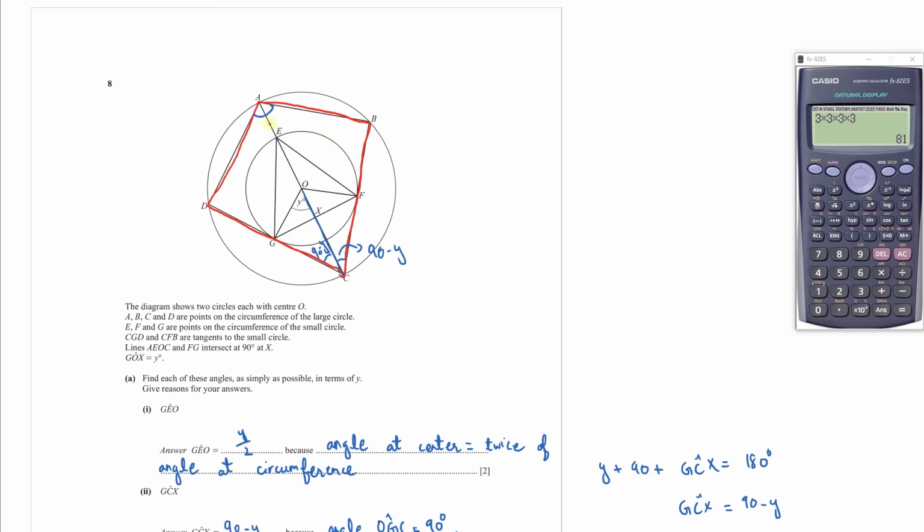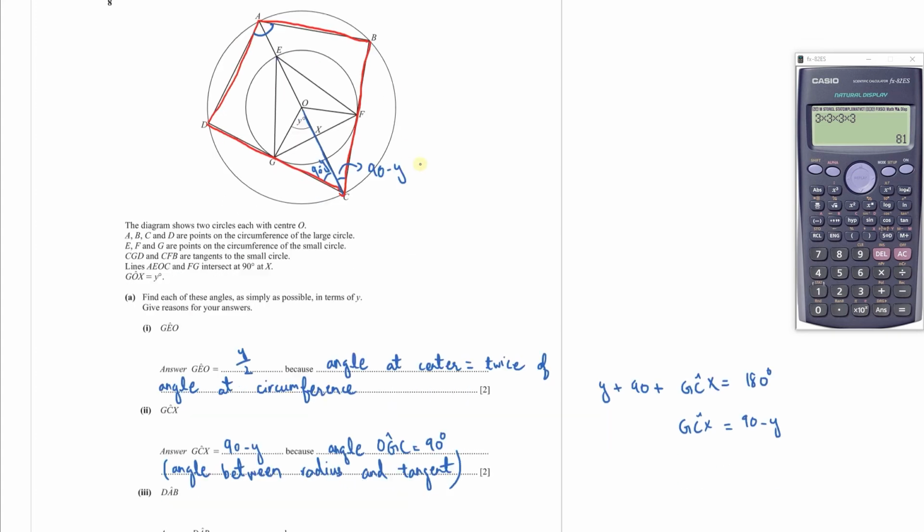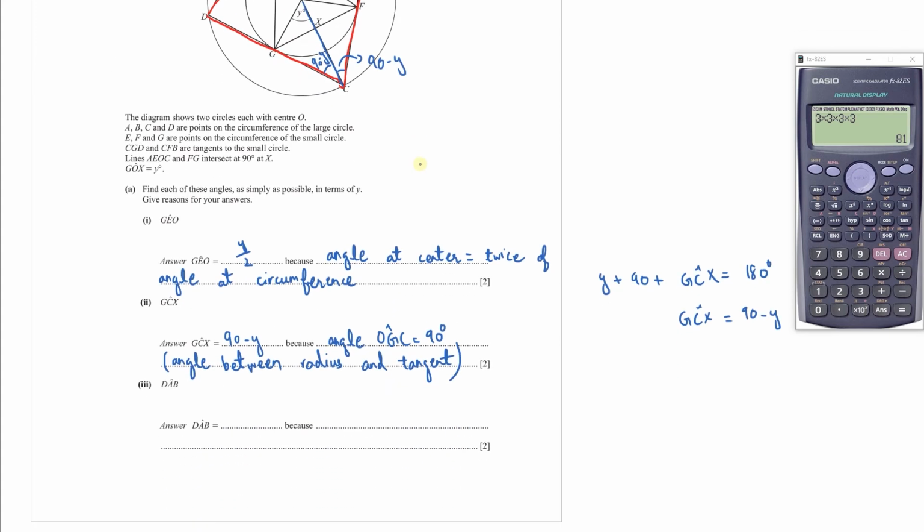So you can use the property of cyclic quadrilaterals that the opposite angles sum up to 180 degrees. So this means DAB plus 2 times 90 minus y should equal 180 degrees. So this will be DAB plus 180 minus 2y equals 180. And then DAB will be, if I take 180 to the other side, they cancel out, 0, and this will be 2y.